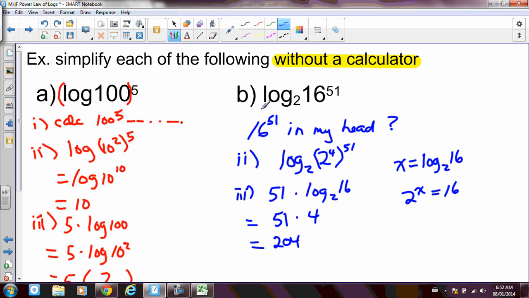Okay. I can't do this in my head, and actually I'm going to just take a second to see if my calculator will even do it. If I punch in log... Okay, so the calculator can handle that just fine.